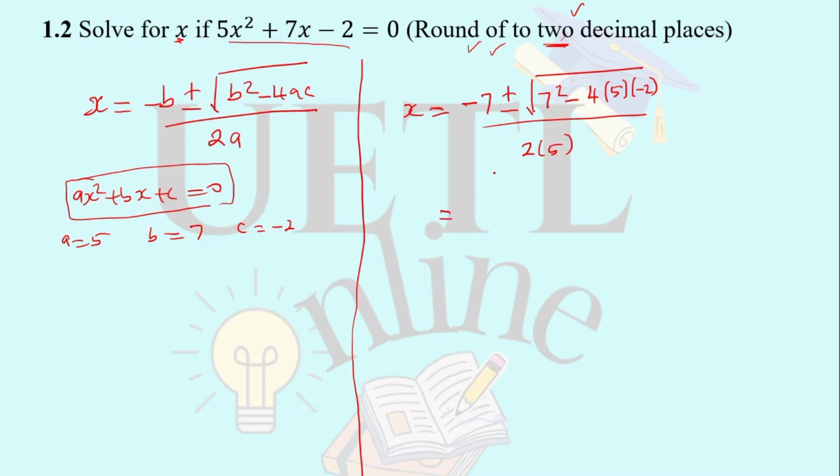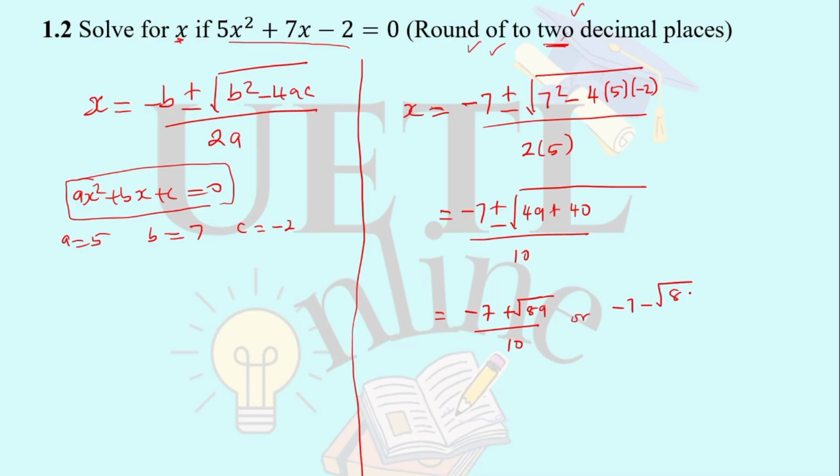Now we're just going to solve minus 7 plus or minus root. Here we have 49, and then 4 multiplied by 5 gives 20. 20 multiplied by 2 is 40. The negative becomes positive, so it becomes plus 40. Then over here, 2 times 5 becomes 10. So our answer becomes minus 7 plus root, here 49 plus 40, we get 89, over 10, or minus 7 minus root 89 over 10.